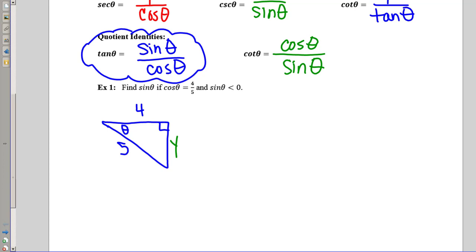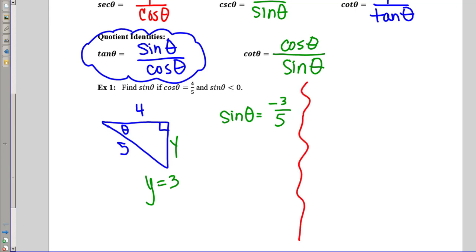Now in this particular case, we know that this is a 3, 4, 5 triangle, so we know y equals 3. But if we didn't remember that this was a Pythagorean triple, we could of course use Pythagorean theorem, 4 squared plus y squared equals 5 squared, and solve. Okay, so now we know from this that sine theta is equal to negative 3/5. That's option 1.